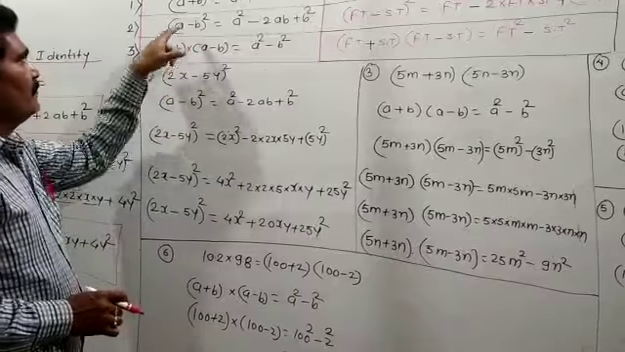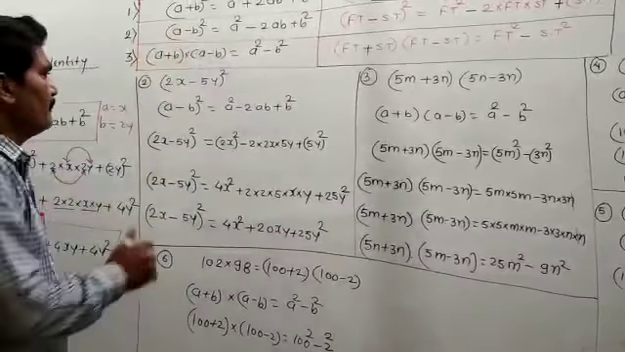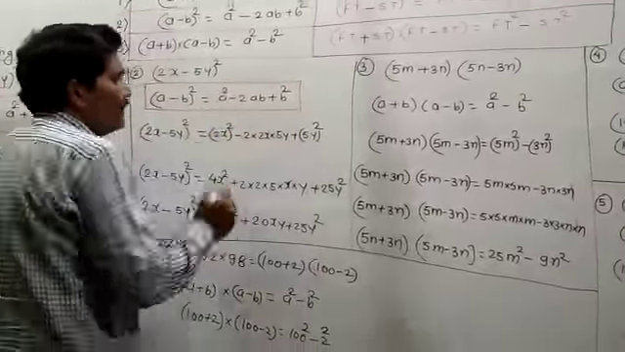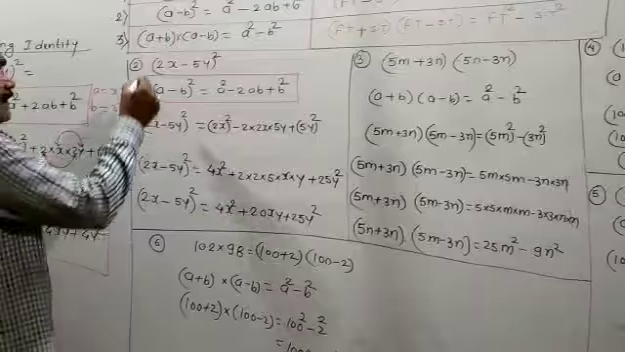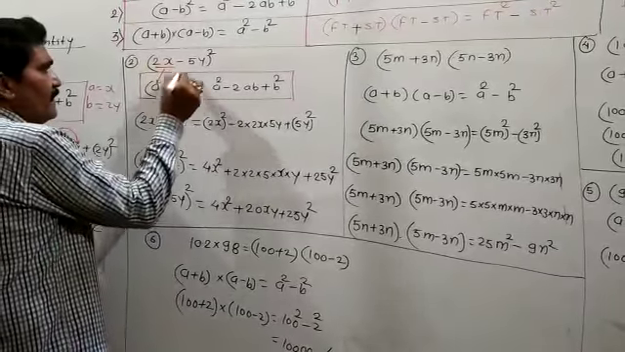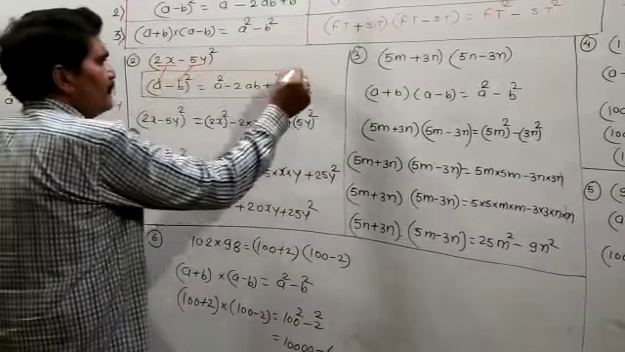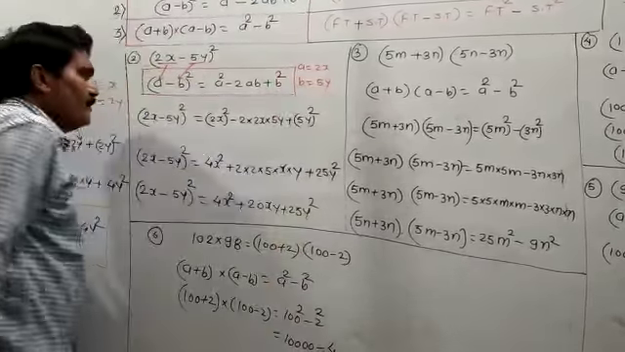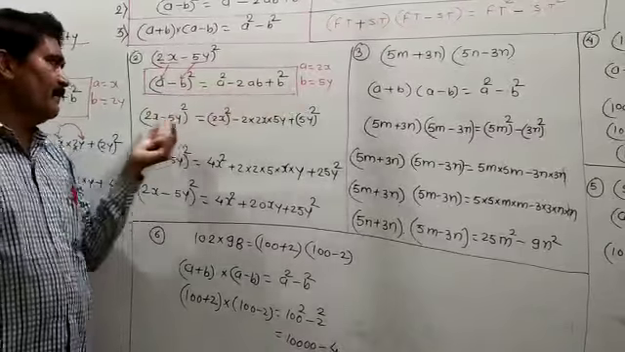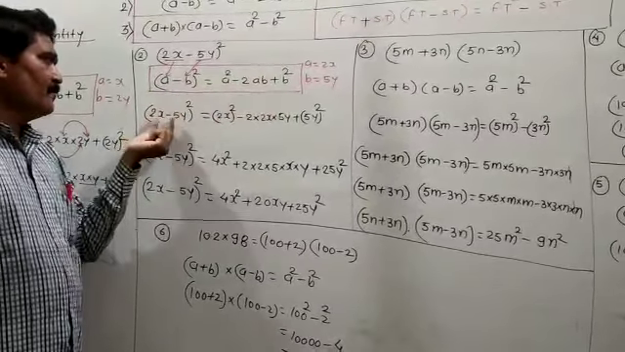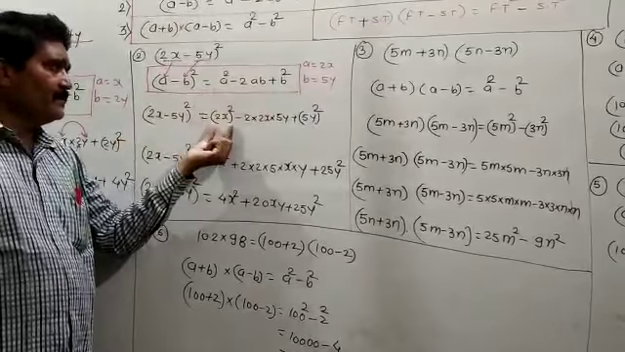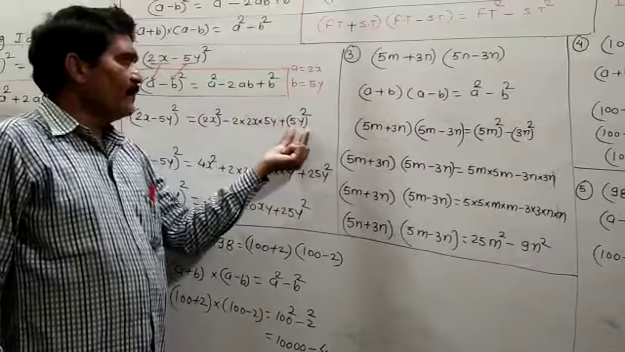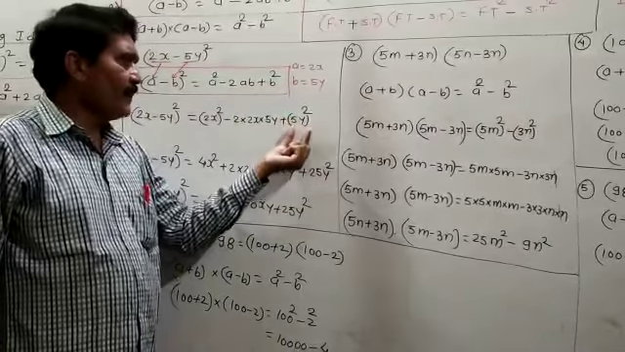Here there is a minus sign, so you have to utilize the minus identity: (a - b) bracket square is equal to a square minus 2ab plus b square. Here 2x is a, and 5y is b. So a is equal to 2x, b is equal to 5y. You have to put the value of a as 2x and b as 5y in this above formula. So (2x - 5y) square is equal to (2x) square minus 2 into 2x into 5y, plus (5y) bracket square.